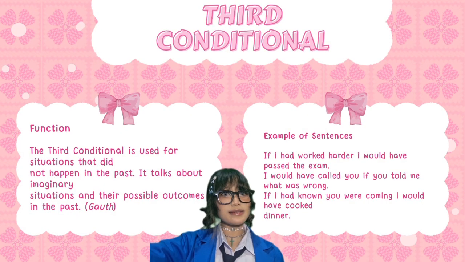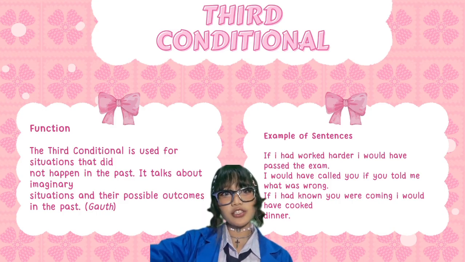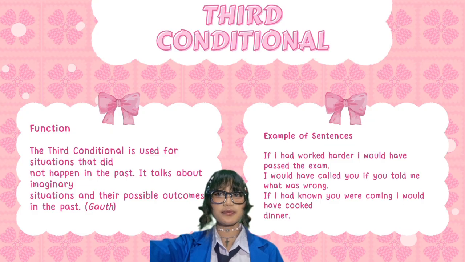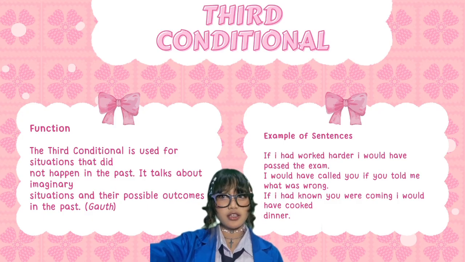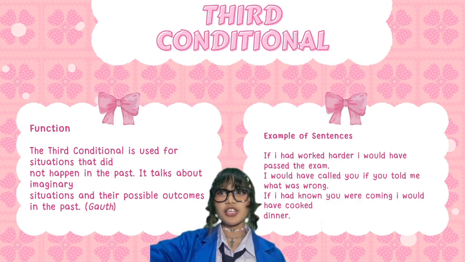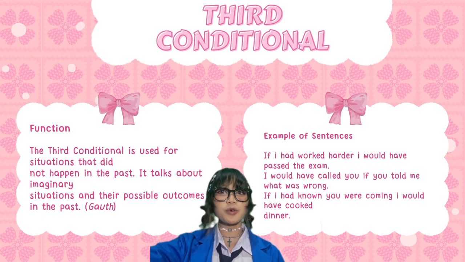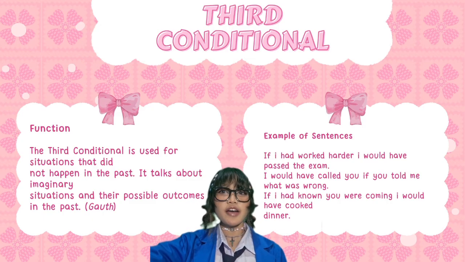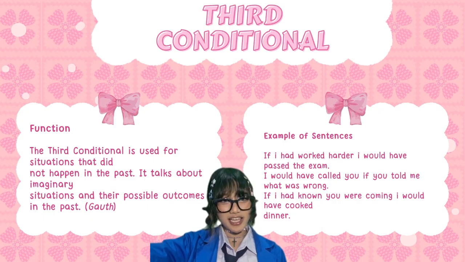Okay, then let's move to the third conditional. Let's talk about the function of the third conditional. It's used for situations that did not happen in the past. It talks about imaginary situations and their possible outcomes in the past. And then we have the example sentences. First, if I had worked harder, I would have passed the exam. Second, I would have called you if you had told me what was wrong. Third, if I had known you were coming, I would have cooked dinner.